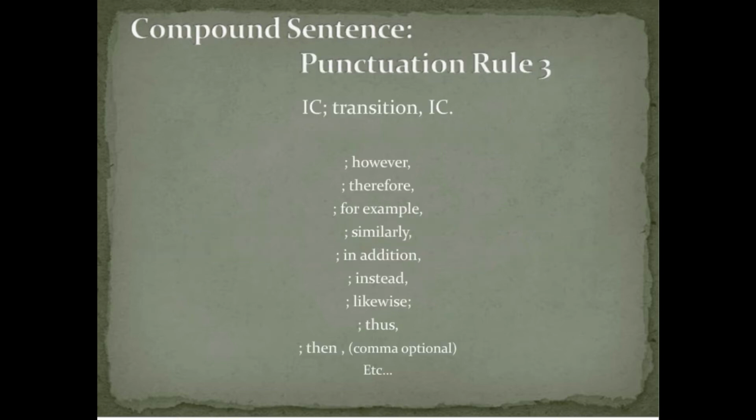Rule number 3. You can connect two ICs with a semicolon, transition, and a comma. Here are some examples of transitions: however, therefore, for example, similarly, in addition, instead, likewise, thus, and then. Then requires an optional comma.